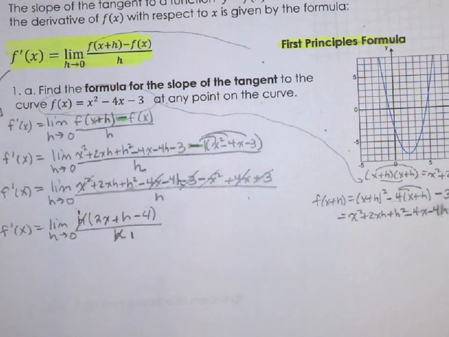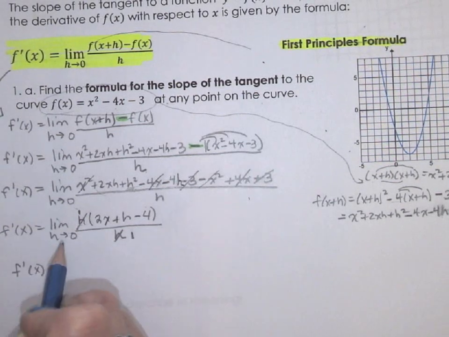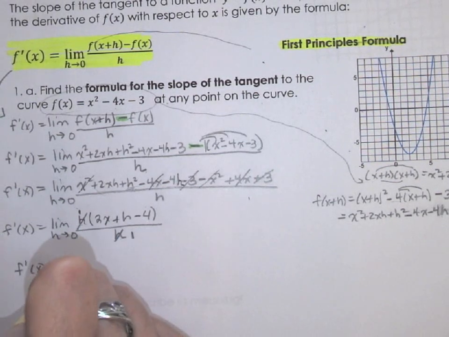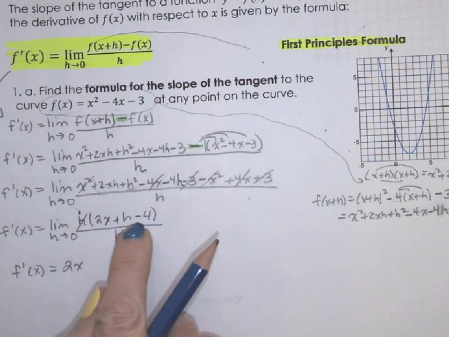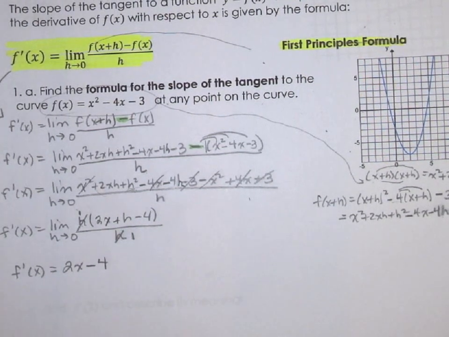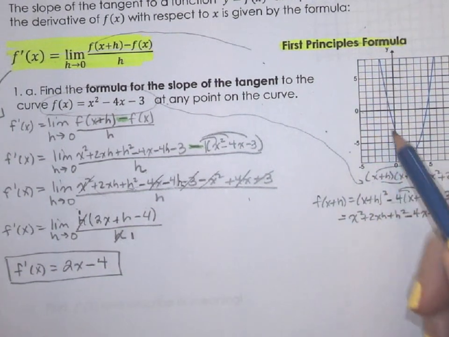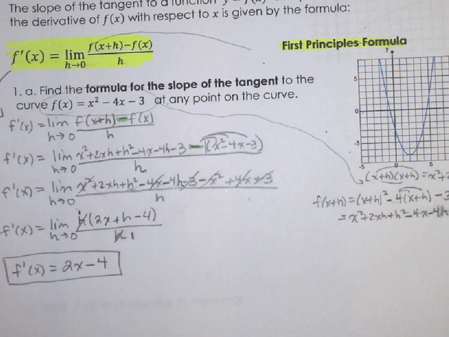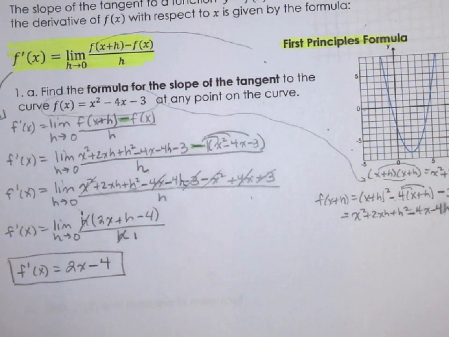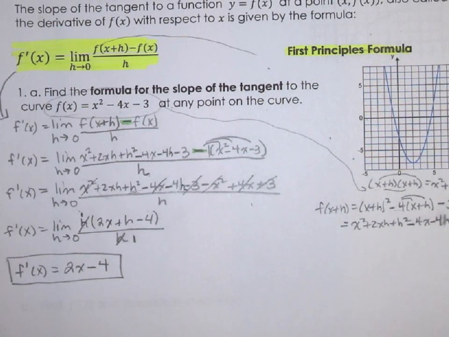It's safe to let h approach 0. So f prime at x is going to be, if I let h approach 0, I'm going to get 2x plus 0 minus 4, so 2x minus 4. And that's going to be my formula. That's going to give me the slope of the tangent anywhere I want along this curve. Okay, so that's the formula for the slope of the tangent anywhere.